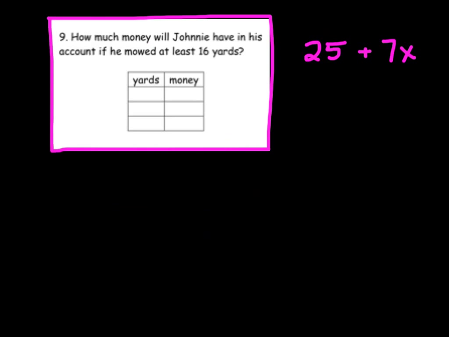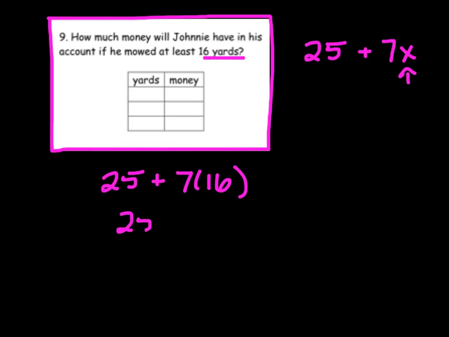All right, number 9, it says how much money will Johnny have in his account if he mowed at least 16 yards? So same thing on this one. This time I'm given the number of yards, so I can plug that in for this x value here. So we could say 25 plus 7 times 16. So that would give me 25 plus 112, which would leave me with $137. So when he mows 16 yards, he'll have $137.